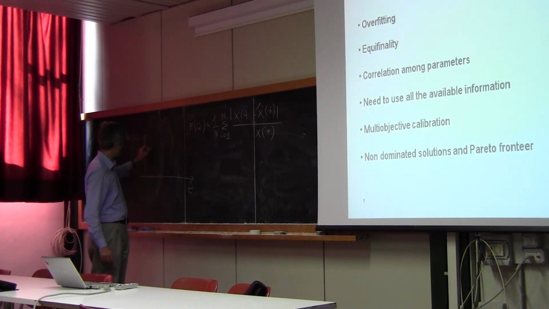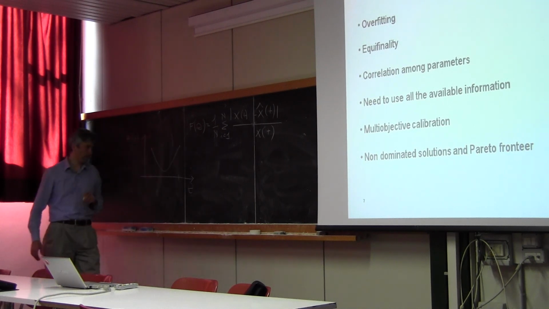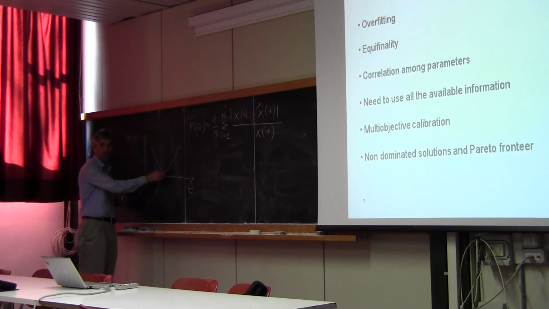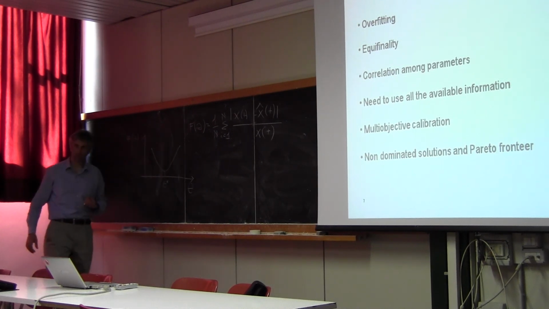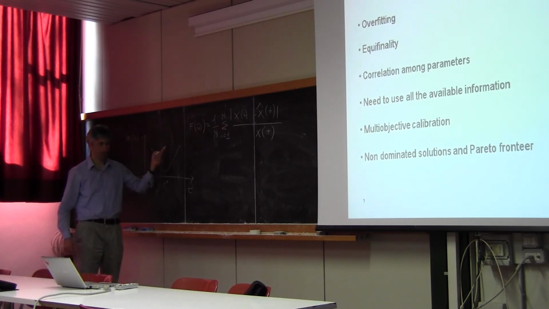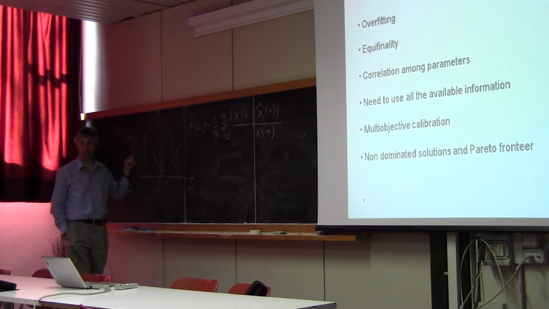the objective function depending on the parameter value. And if you are lucky, the objective function looks like so. Why did I say if you are lucky? Because in this case you have a well-defined minimum for the objective function corresponding to parameter value theta star. This is called the response surface. This is not a surface indeed, this is a curve.